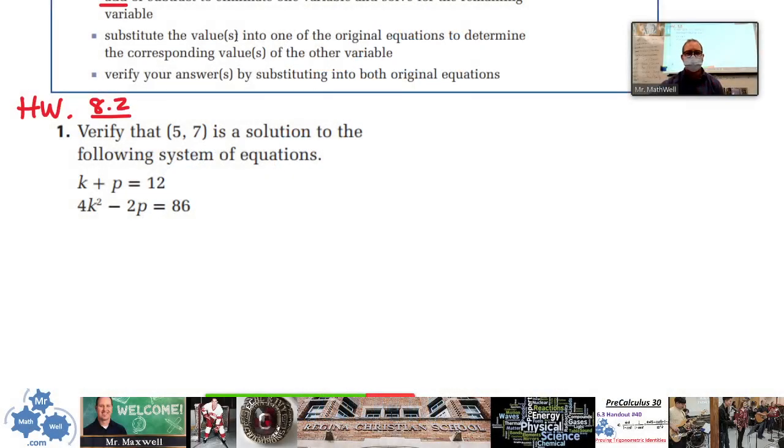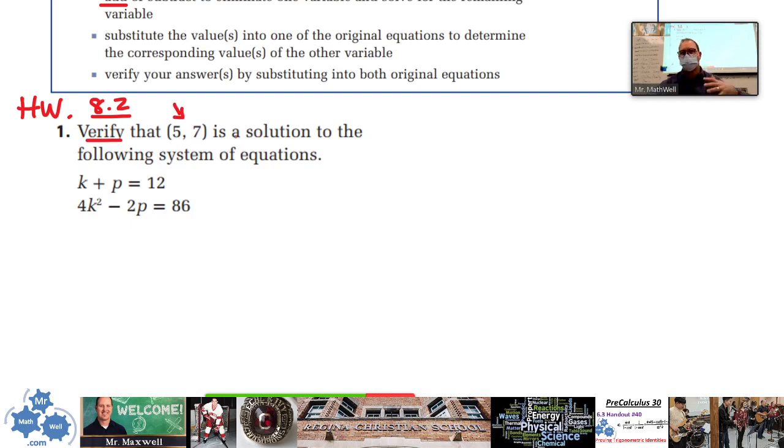All right, so here we are, 8.2. I'm going to do some homework questions with you here. Again, we are solving systems of equations. We have linear and quadratic. We're going to solve here. So this one is not asking us to solve. It's actually giving us one of the answers, and it's asking us to verify that (5, 7) is a solution.